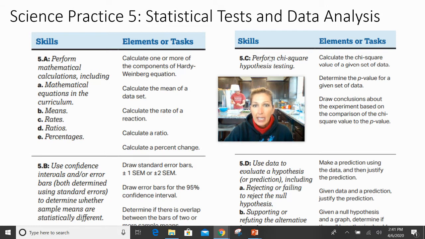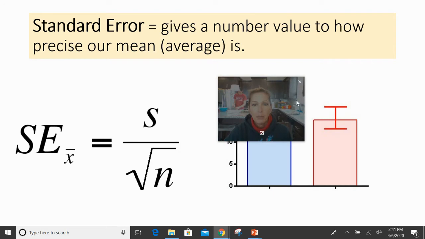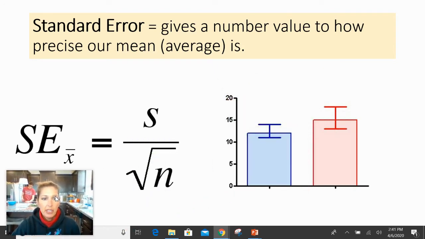Now, 5C, the skill: perform a chi-square hypothesis test, and then reject or fail to reject the null hypothesis. This is all together what we're going to be talking about today, understanding when chi-square testing is important and understanding these terms. So this is really the new part of today, and then I'm also going to show you some standard error bars to make sure that you understand how to read those and what that actually means.